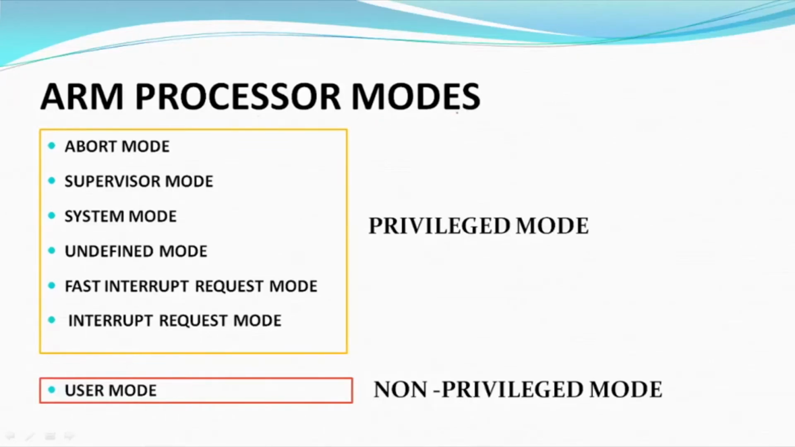ARM processor modes are nothing but the different operational states in which the ARM processor can exist, and based on which exact state it exists, its access rights to the different registers available in the system is determined. Now, the very first thing we notice here is privileged and non-privileged mode. Out of the total 7 different ARM processor modes, only one is non-privileged, all others are privileged modes.